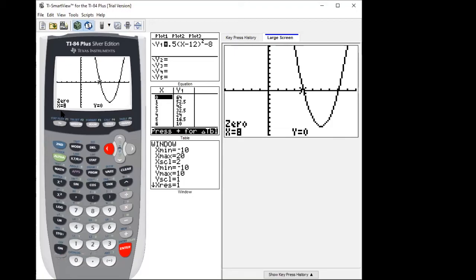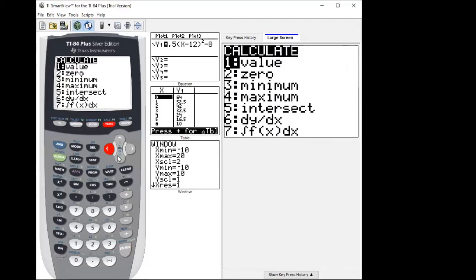It says x is 8, and y is, big surprise, 0. Sometimes it's not going to tell you 0 for y. It might tell you some weird number, and it means 0. All right, so that's the first one. I need to get the second one now, so I'm going to do it again. I'm going to go to second, I'm going to go to calculate, and I'm going to go to 0. I'm going to hit enter.